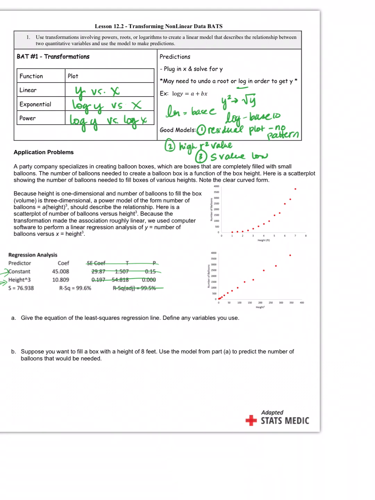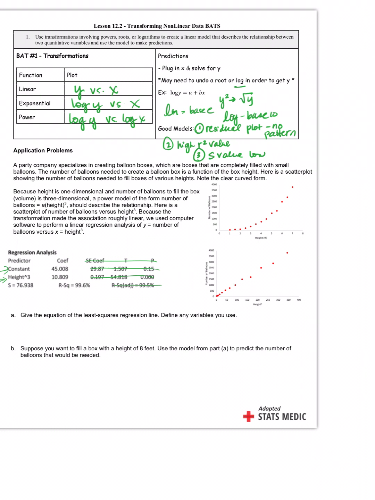So let's look at this example. It says the party company specializes in creating balloon boxes, which are boxes that are completely filled with small balloons. The number of balloons needed to create a balloon box is a function of the box height. Here's a scatter plot showing the number of balloons needed to fill the boxes of various heights. Note the clear curved form. You see that? Because height is one-dimensional and the number of balloons needed to fill the box, which is volume, is three-dimensional. Y'all remember that from geometry? Volume is length times width times height, so it's 3D, three-dimensional.